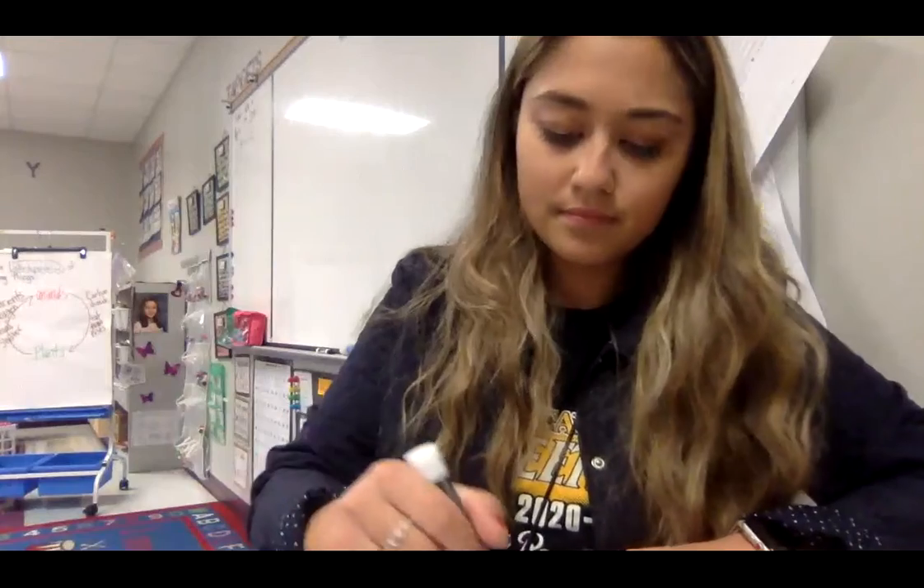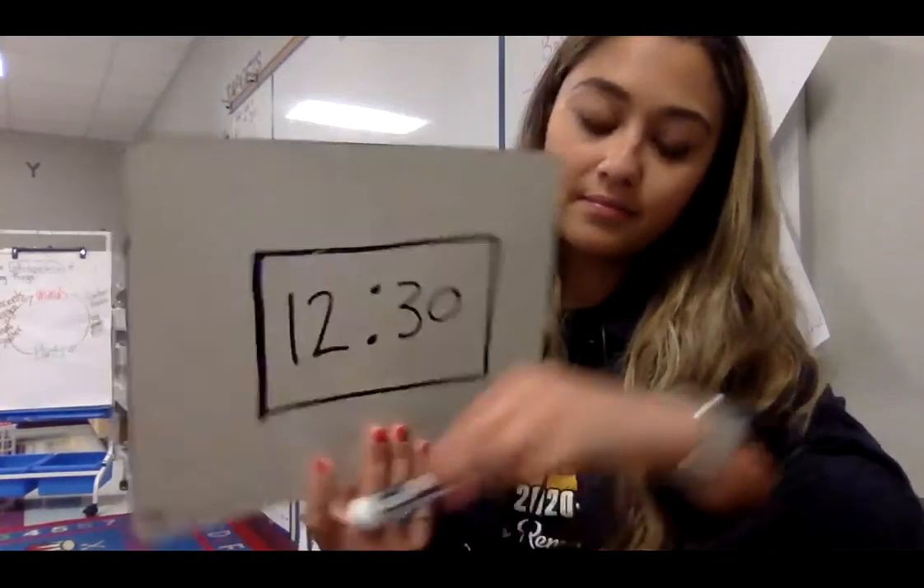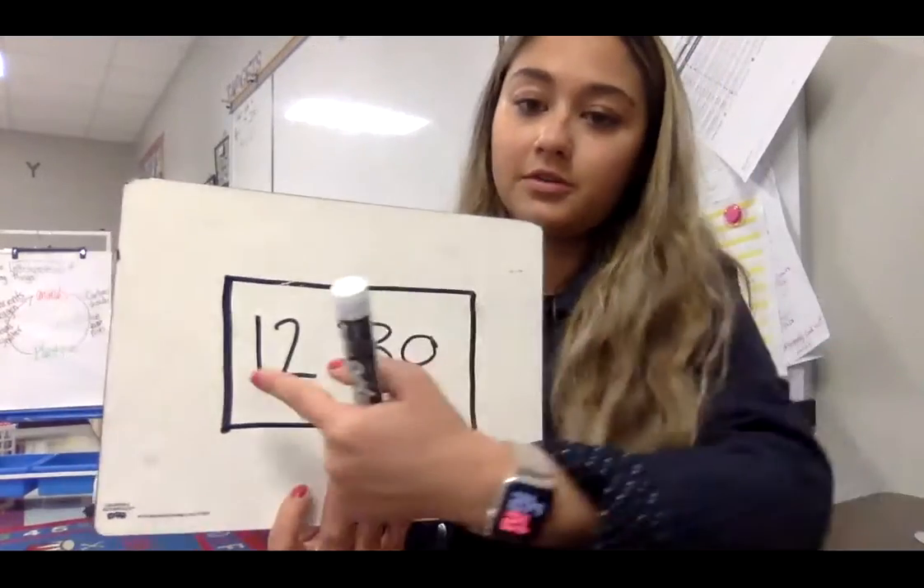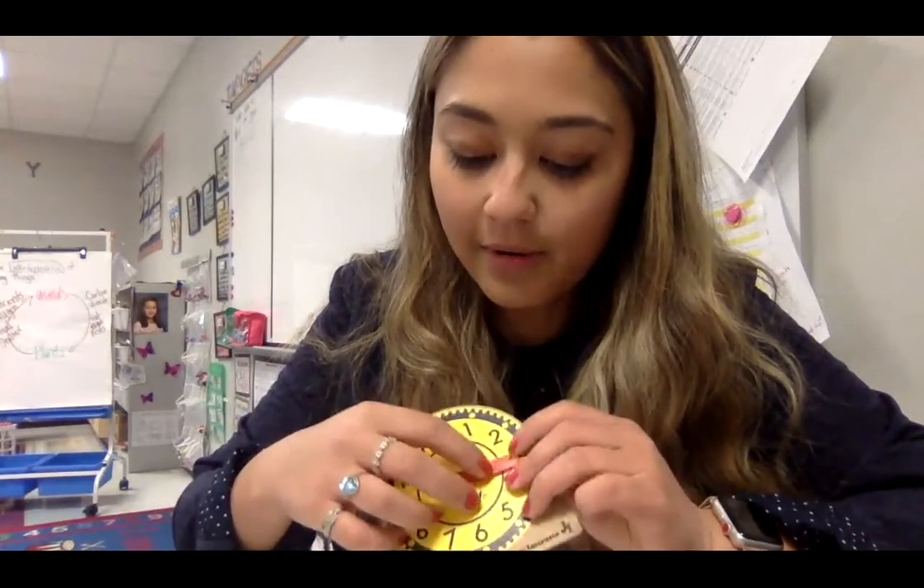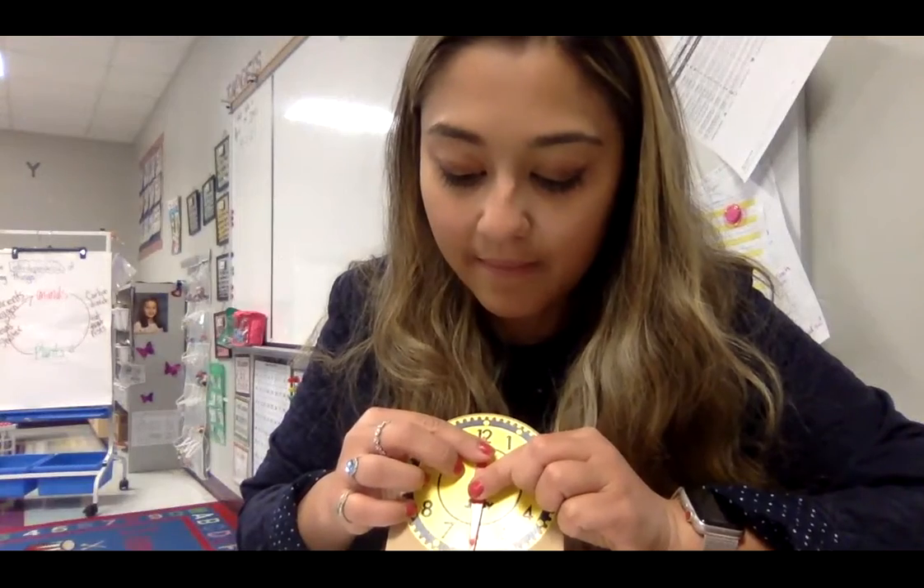What about 12:30? 12:30 is right here on the digital clock. We're at 12 and then 30. And right here, I need to make sure that my hour hand is pointing at 12 and that my minute hand is pointing at 30. Let's try one more.